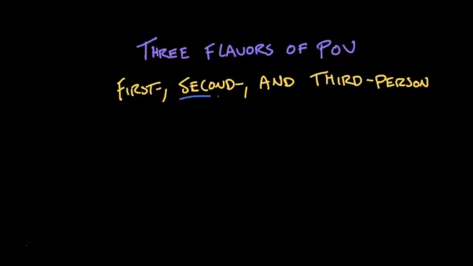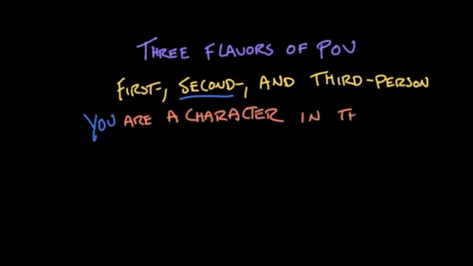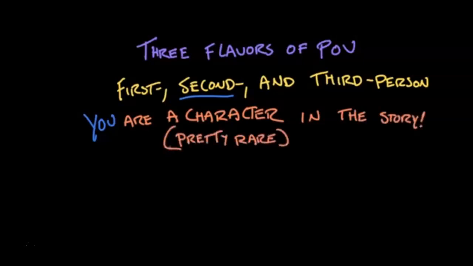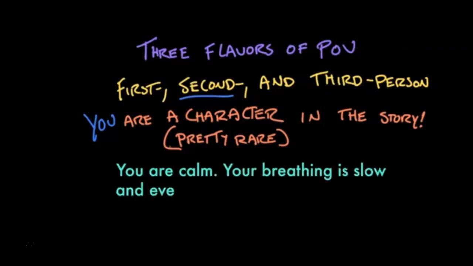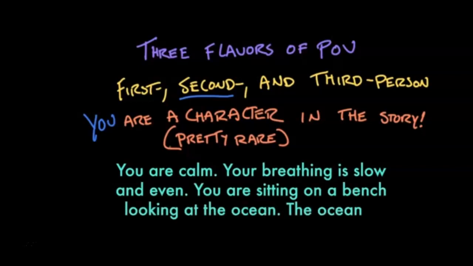Second person is when you are a character in the story. This is pretty rare. A lot of the choose-your-own-adventure books that were popular when I was a kid use second-person point of view, but they're not as big as they used to be. Imagine a guided relaxation recording when you think of second person. You are calm. Your breathing is slow and even. You are sitting on a bench, looking at the ocean. The ocean is calm, and so are you. This kind of point of view usually sounds like it's giving directions to you, the reader.